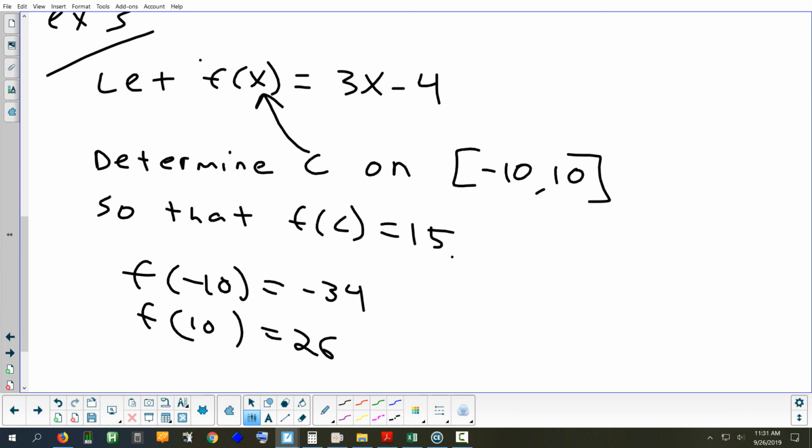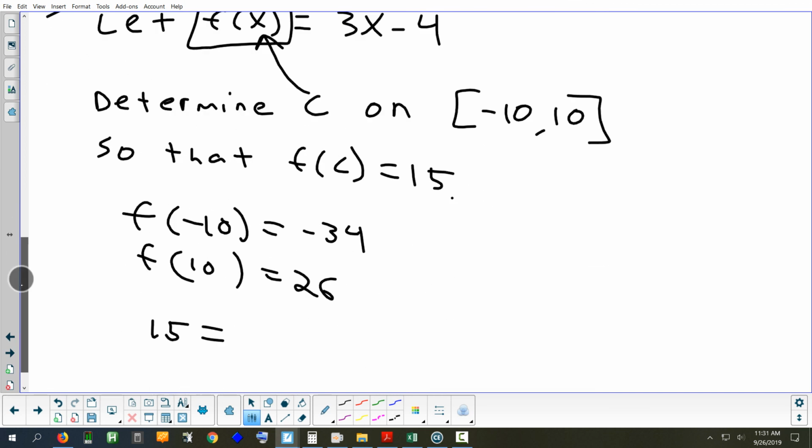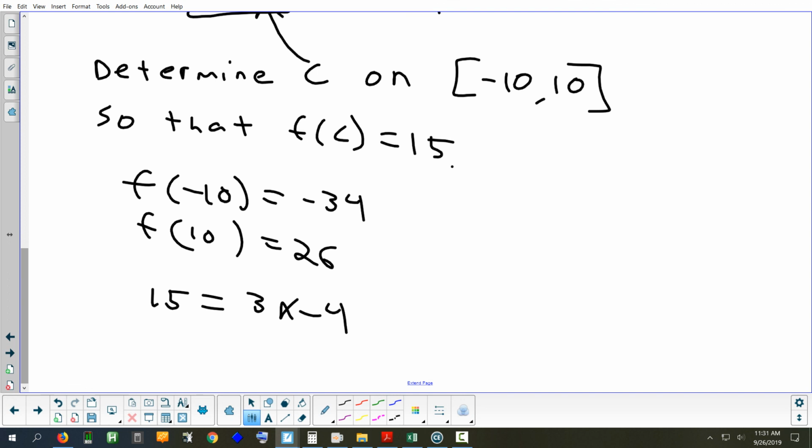So now let's just fill in 15 right there and solve for x. So the algebra part of this is very simple. It's just the idea behind it with continuity. Okay, that's what I want you to understand. 15 equals 3x minus 4. Now, before we solve it, we know that the answer has to be between -10 and 10. And based on my y values, I've already confirmed that I'm going to hit 15 somewhere between -10 and 10. Now the question is where? So let's solve it and see.